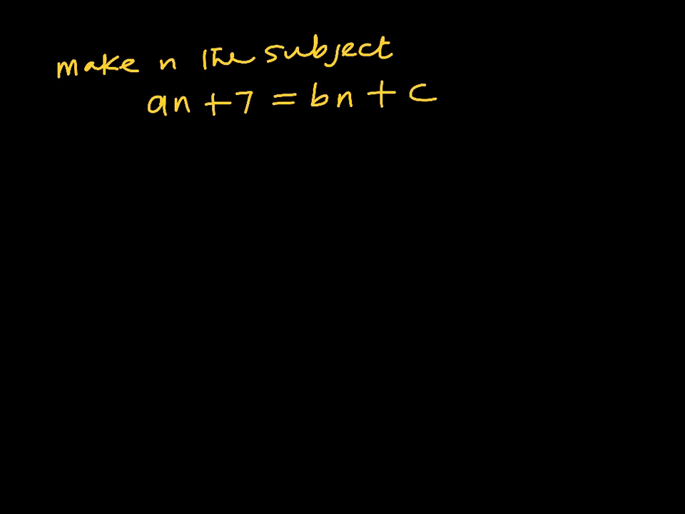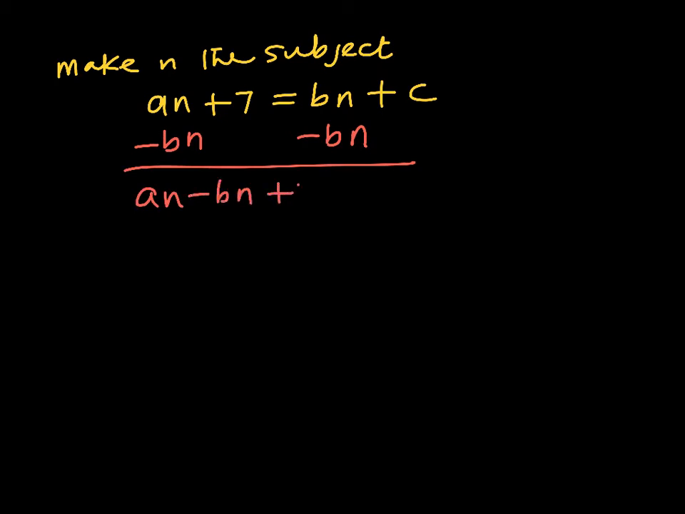The first thing you want to do here is that since you want to make n the subject of the formula, n has to be on the left side all alone by itself. So first let's bring all the variables that have n in them to the left side. Let's do that by subtracting bn from here and also subtracting bn from this side. If we do that, what we have is an minus bn plus 7 is equal to c.